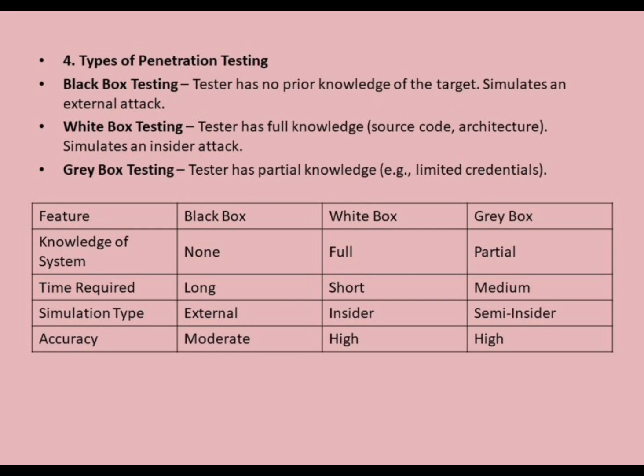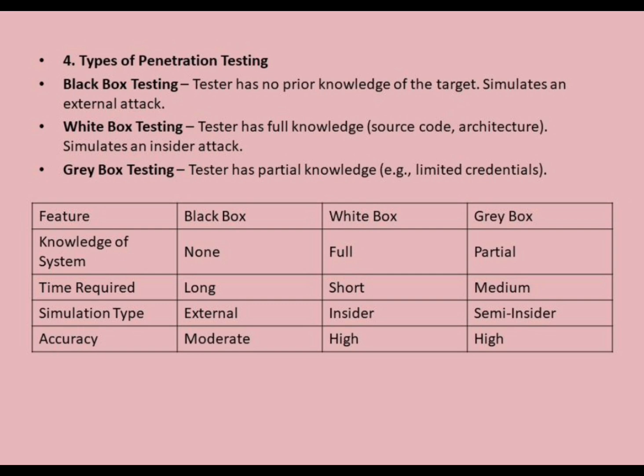Since the tester knows how the system works internally, they can focus on specific areas that are more likely to have weaknesses. For example, if a tester is given access to the application's source code, they may detect vulnerabilities such as hard-coded passwords or insecure API calls that might not be visible from the outside. White box testing is useful for simulating an insider attack and helps organizations find vulnerabilities before real attackers can exploit them.